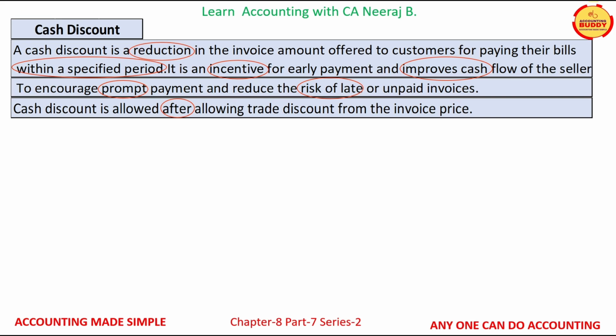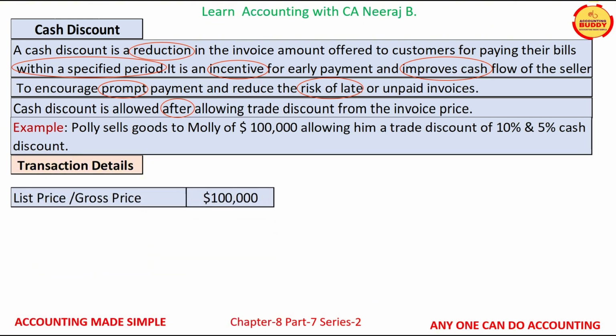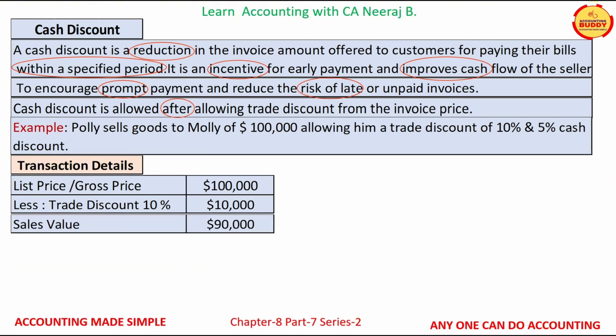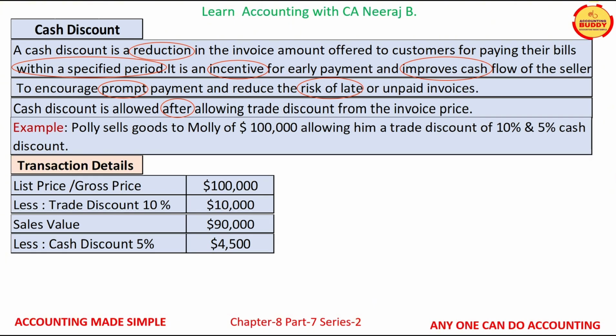Let us further understand the concept of cash discount with an example displayed. Polly sells goods to Molly worth $100,000, allowing him a trade discount of 10% and a cash discount of 5%. Now, if we analyze this transaction, the list price or the gross price of the transaction is $100,000. Reduce the trade discount of 10% which amounts to $10,000. Sales value post trade discount is $90,000. Seller has allowed a cash discount of 5% to the buyer which amounts to $4,500. The cash discount is allowed on the sales value of $90,000.